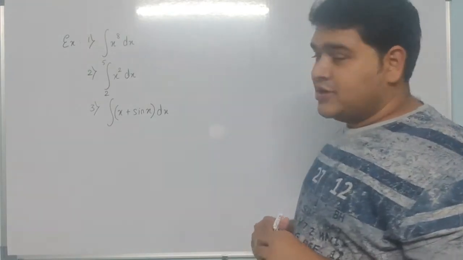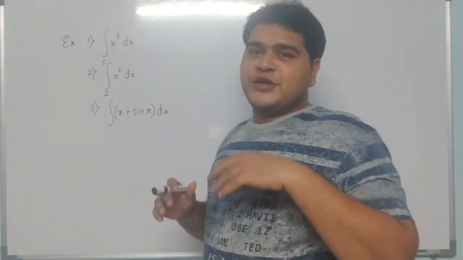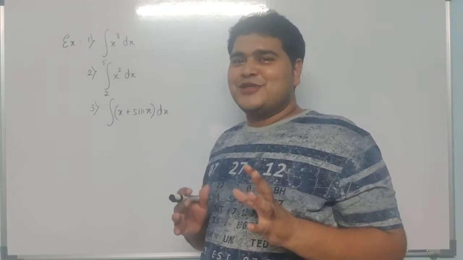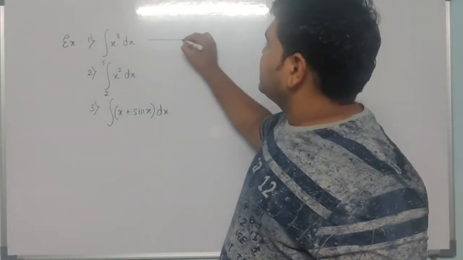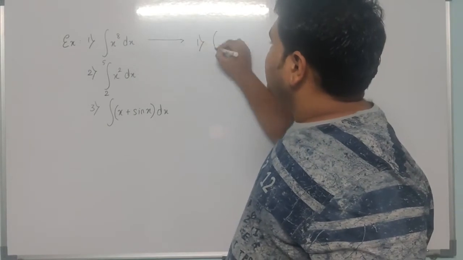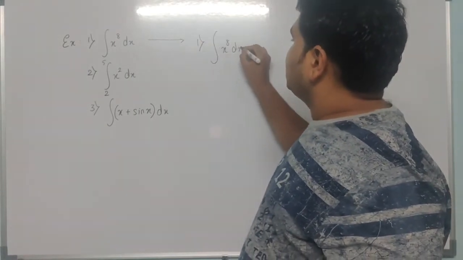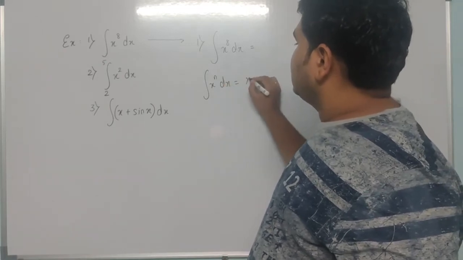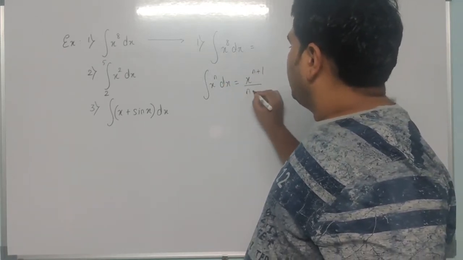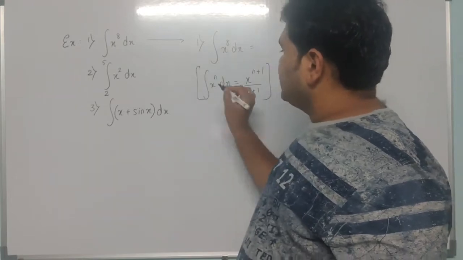Okay, so here I'm assuming that you have paused the video and got the solution by yourself already. Let's go for it, how we solve it. Let's go for the first one. The first one is integration of x raised to 8 dx. Now if you remember, the integration of x raised to n dx, the formula was x raised to n plus 1 upon n plus 1. Correct? That is the general formula.